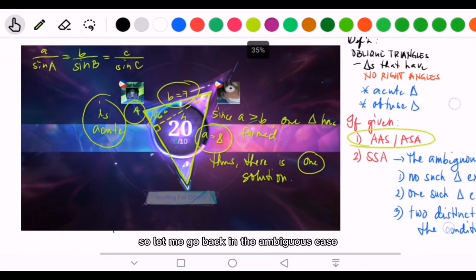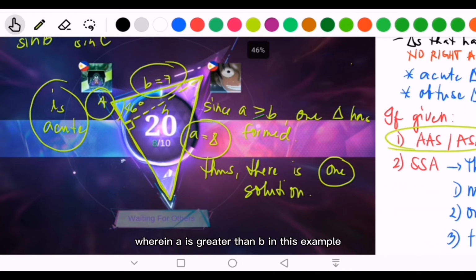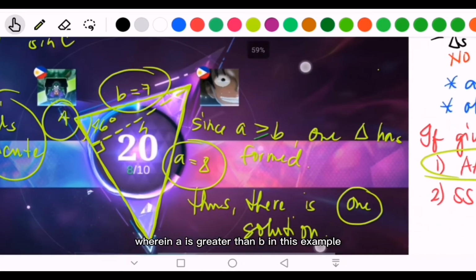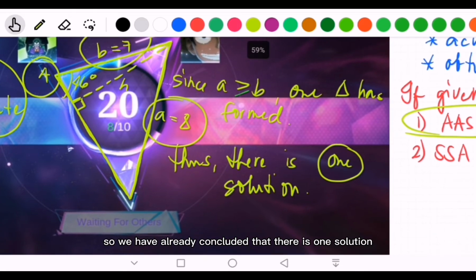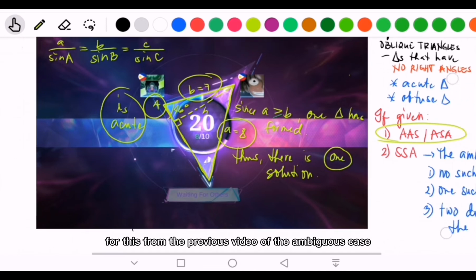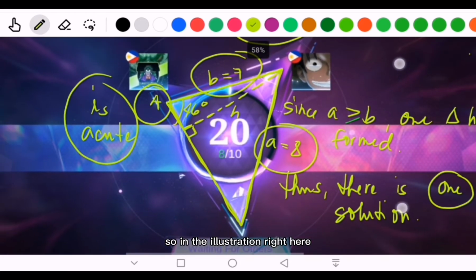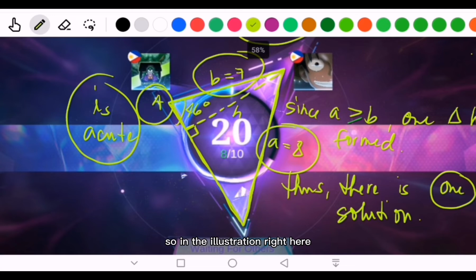So let me go back to the ambiguous case wherein A is greater than B in this example. We have already concluded that there is one solution for this from the previous video on the ambiguous case, given that we are given two sides and an angle. In the illustration right here, we are given two sides, A and B, which measure 8 and 7 respectively. And we also have angle A, which measures 46 degrees.